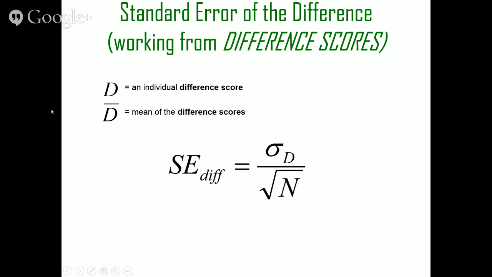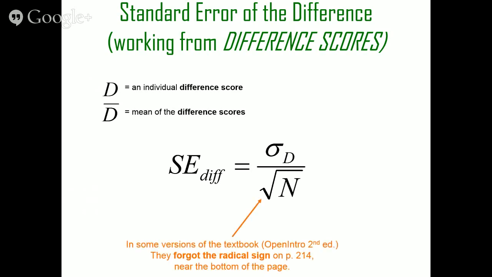The standard error of the differences is just the same thing as the standard error of raw scores. It's just the standard deviation, except instead of the standard deviation of the raw scores, it's the standard deviation of the difference scores divided by the square root of n. And n is the number of differences, or the number of cases, not the number of original observations, which would be twice as many. Now, as a note, in some versions of the OpenIntro 2nd edition textbook, they forgot the radical sign on page 214 in an equation near the bottom of the page. If you do the math, it won't work out without the radical sign, but just be careful. You've got to put that in there.